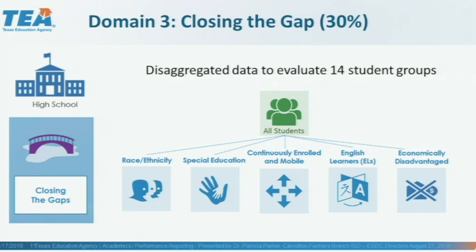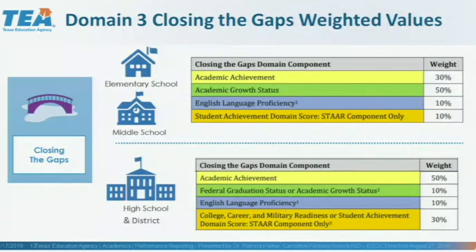Then our continuously enrolled and non-continuously enrolled students. Continuously enrolled are those students who've been with us at least 4 years. They've been with us 4 Octobers, so they count in that group. And then our English learners, also included in English learners, are 4 years of tracked students once they exit the English learner program, and then our economically disadvantaged students. So those groups are tracked for every campus and for the district.